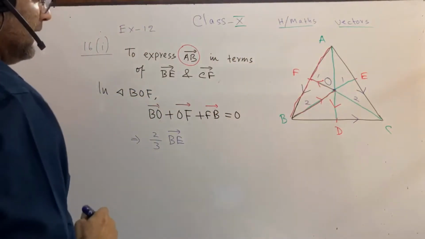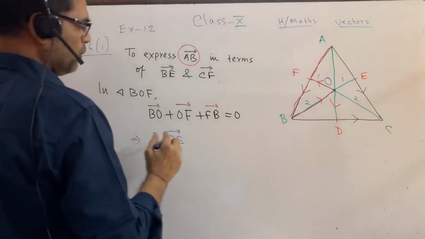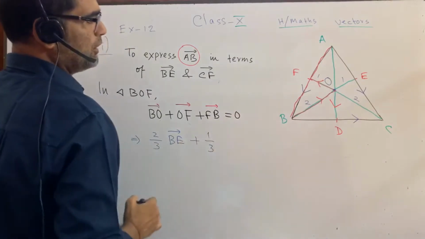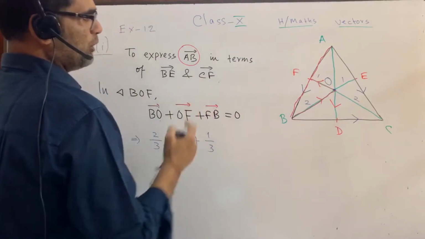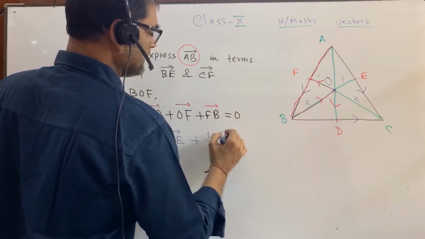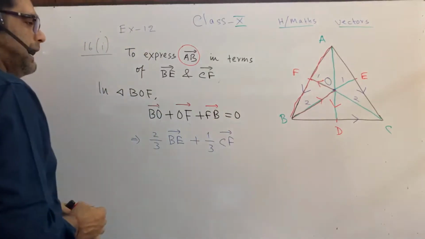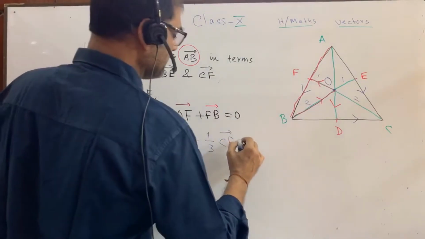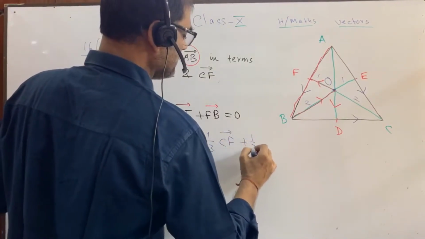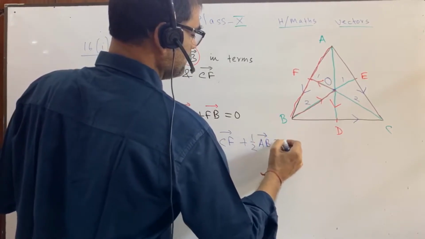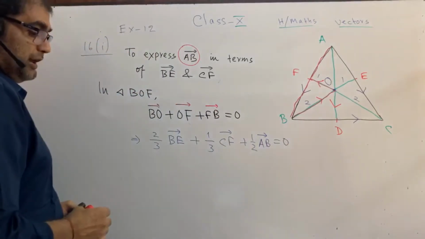Okay. Now you see what is OF. OF can be written as 1 by 3 CF. You see OF equals to 1 by 3 CF. And FB equals to what? Half of AB. Half of AB is equal to 0. Just try to understand.